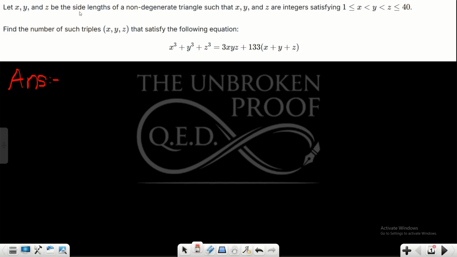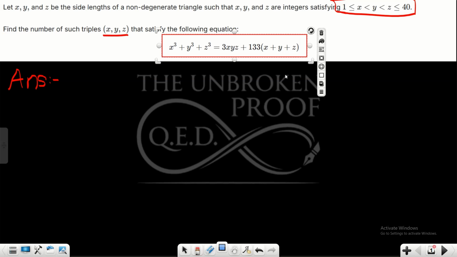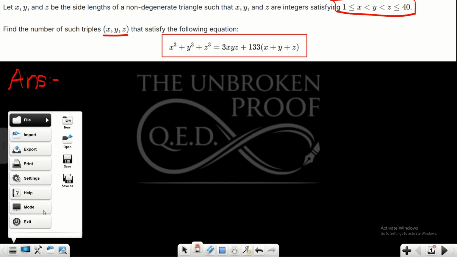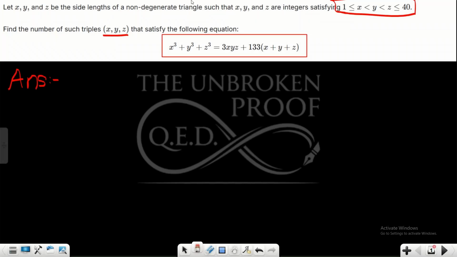Let x, y, z be the side lengths of a non-degenerate triangle such that x, y, z are integers satisfying this condition. Find the number of such triplets x, y, z that satisfy the following equation. So here is the given equation, and we have to find the number of triplets. So clearly this is a counting case where we have to classify into cases and start counting.